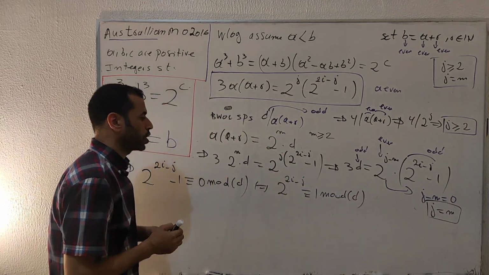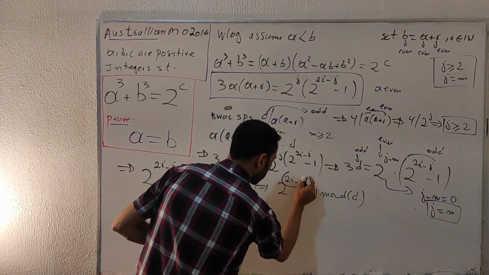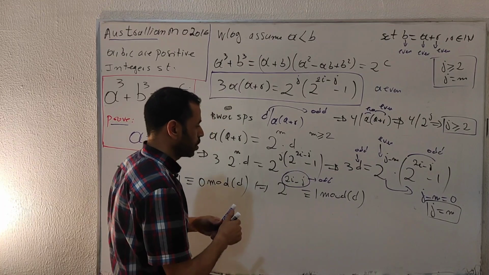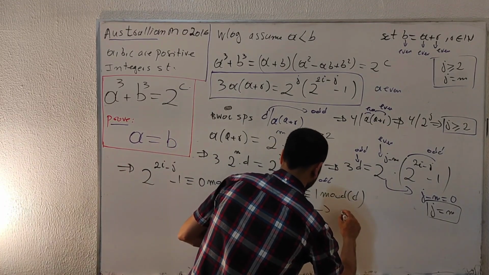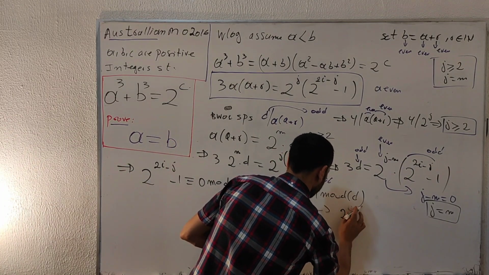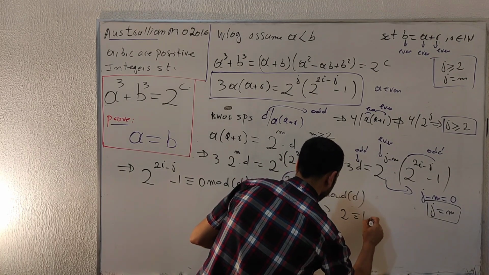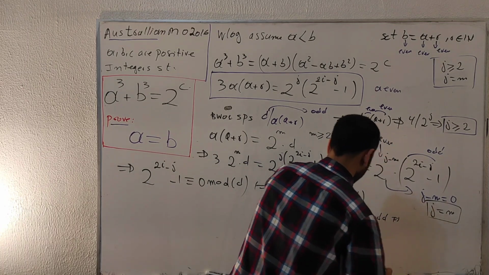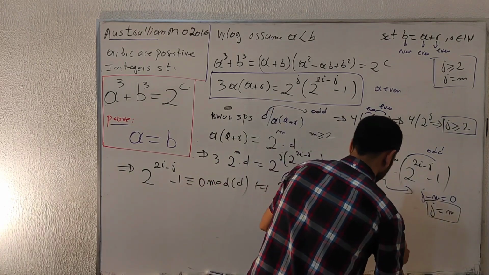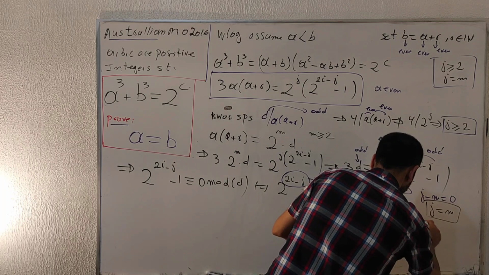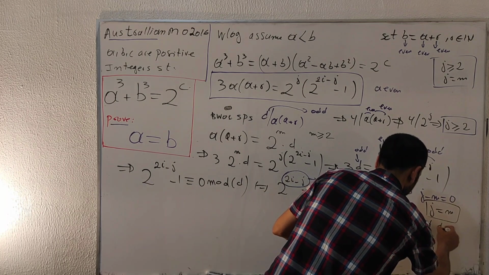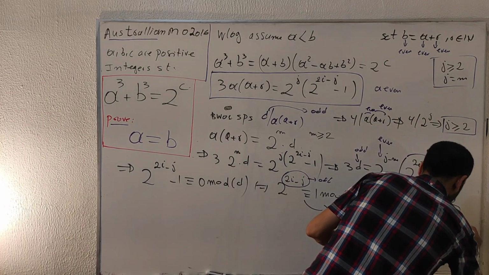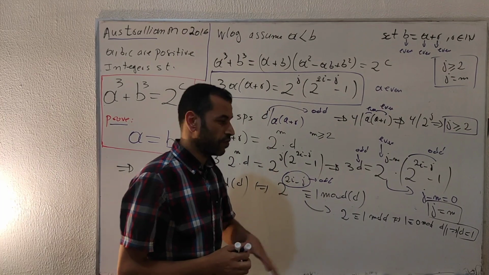Okay? Here are two cases. If this one is odd, I'm going to take off this exponent. This becomes 2 is congruent to 1 mod d. In other words, I get 2 minus 1, which is 1, is congruent to 0 mod d, which means d divides 1. If d divides 1, which means d equals 1. This is one case, very nice, okay?